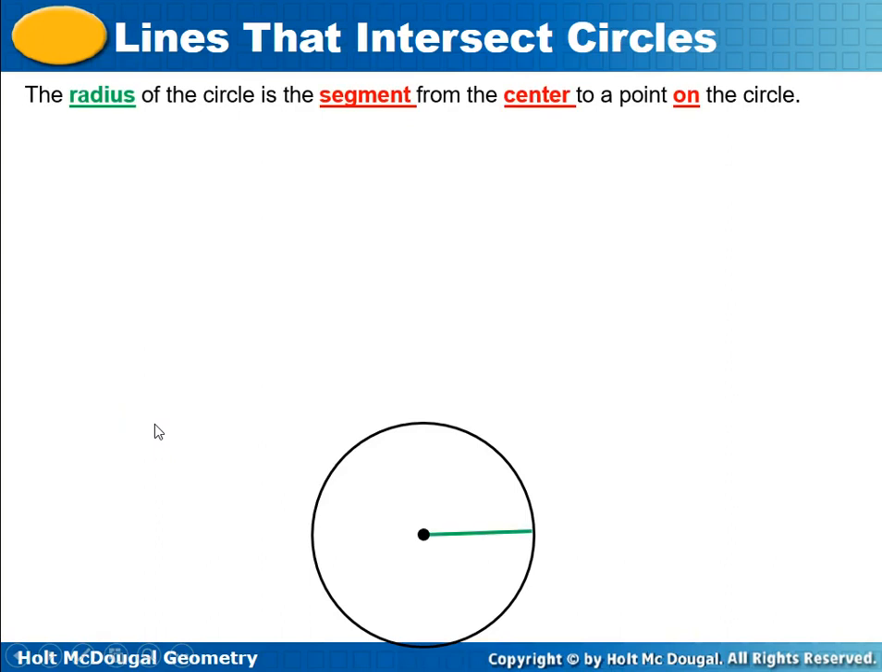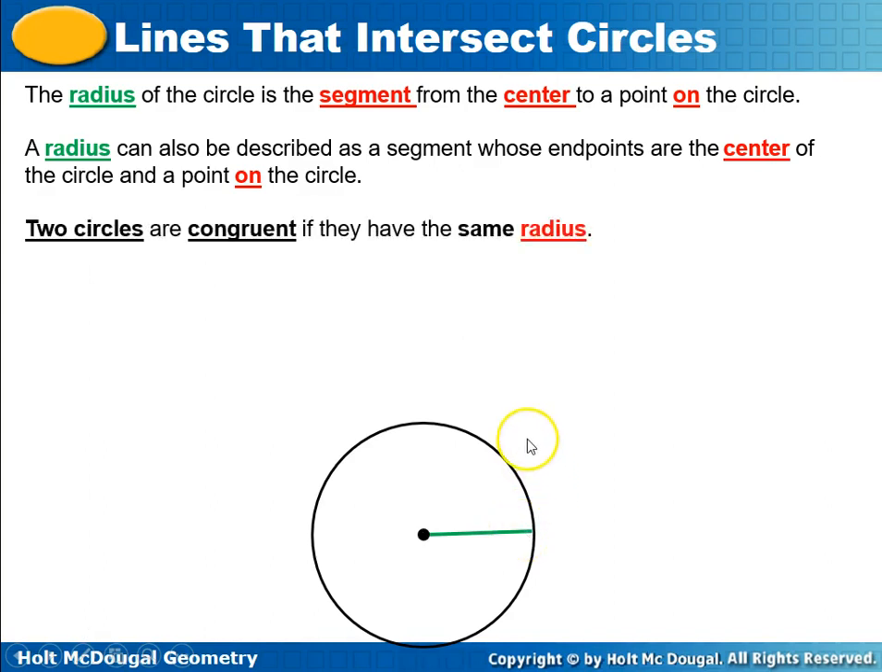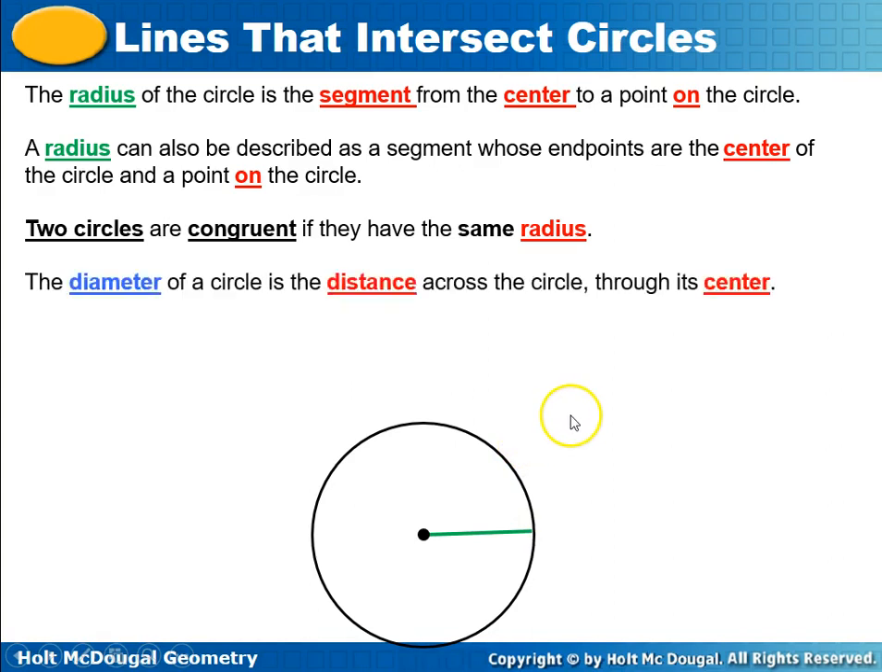The radius of a circle is a segment from the center to a point on the circle. So we go from the center to a point on the circle. Another definition for this is that a radius can also be described as a segment whose endpoints are the center of the circle and a point on the circle. Two circles are congruent if they have the same radius. So any two circles that have the same radius are congruent.